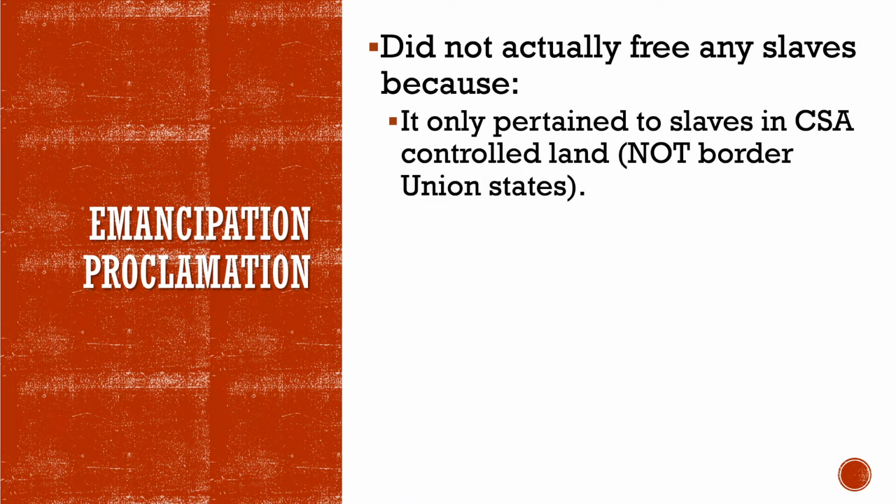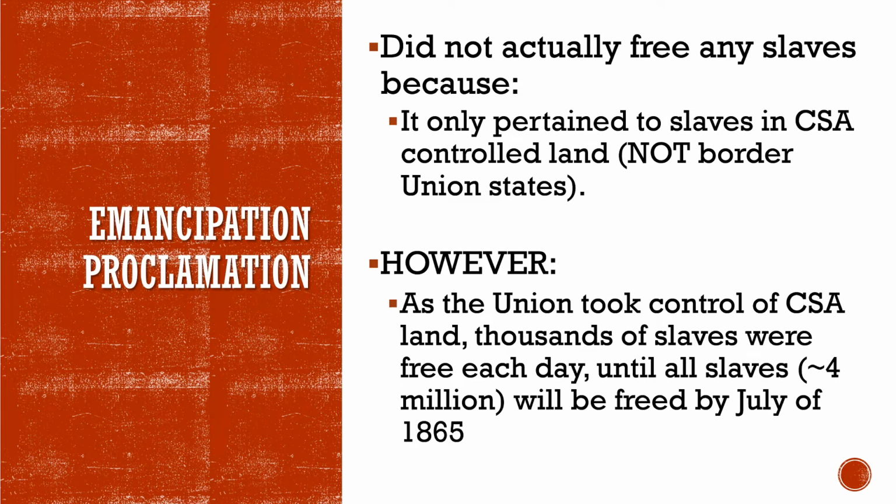It only pertained to slaves in the CSA-controlled land. As I said to you before, not border Union states. It didn't apply to those guys, only to the Confederacy. However, this is why it's so impactful. As the Union takes control of Confederate land, as they push forward into Southern territory and Southern states, thousands of slaves were freed each day, until all slaves, which is about 4 million of them, will be freed by July of 1865.